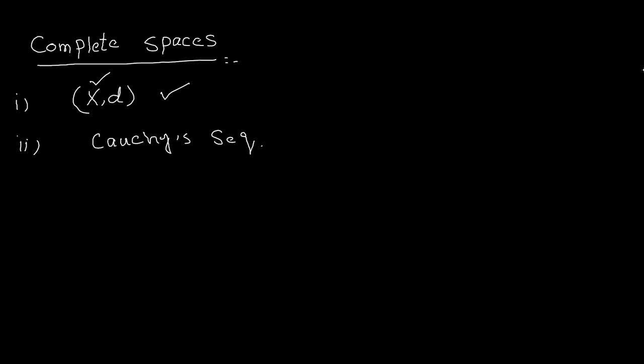Once again, what should you have to complete the definition of complete spaces? The first is you must have a metric space (X, d), and there should be a Cauchy sequence in that metric space, and that Cauchy sequence should converge to a point of X. This is the definition of a complete space.